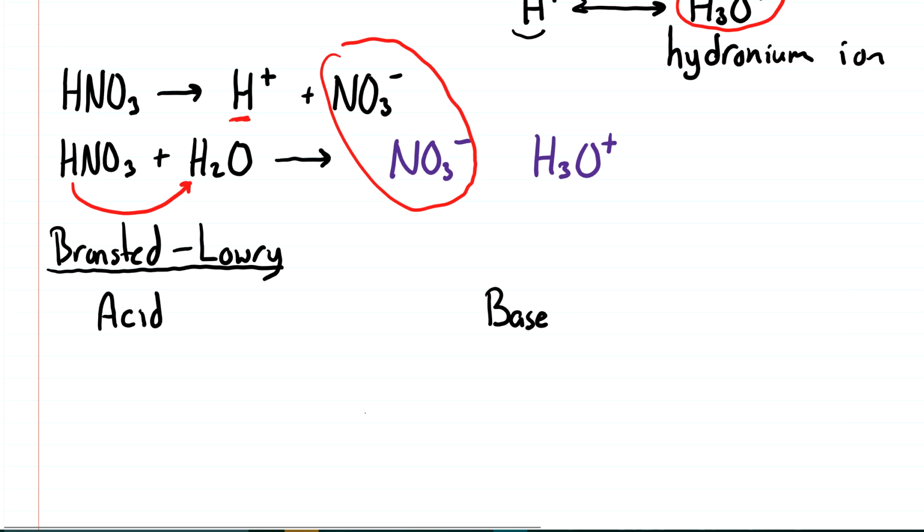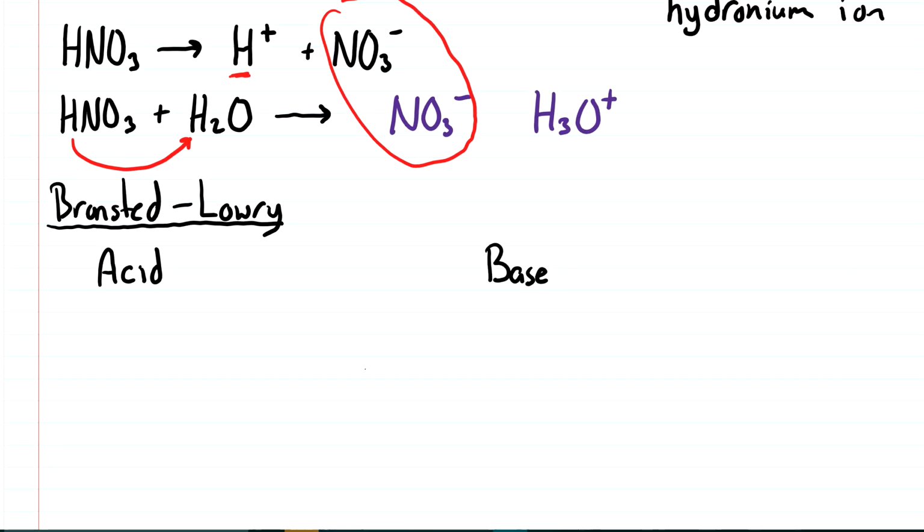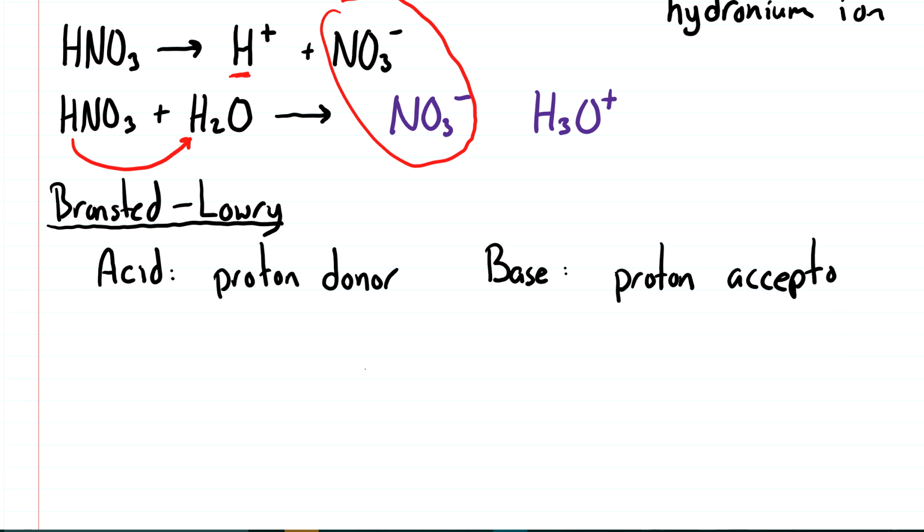So let's take a look at a different chemical that Bronsted and Lowry might have studied, but their definition was a lot different in terms of what an acid was. An acid was a proton donor. That is, it was able to give a proton to something else, and a base was a proton acceptor. So it was able to take a proton from another chemical.